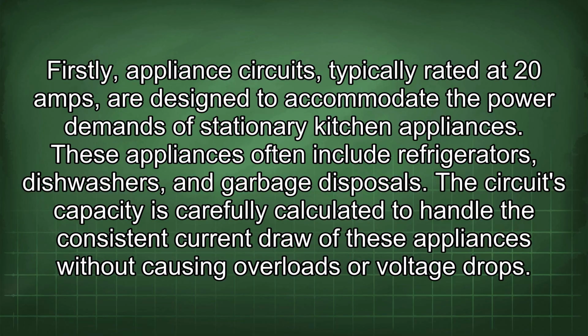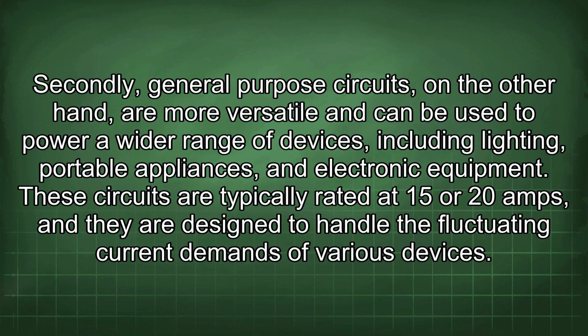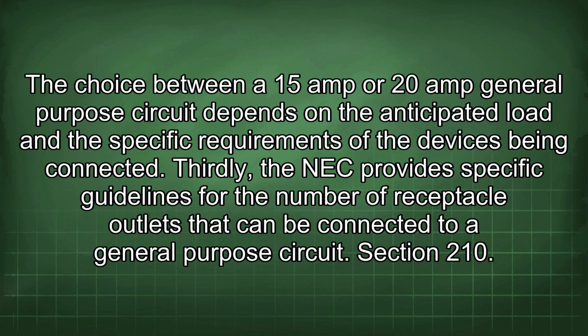The circuit's capacity is carefully calculated to handle the consistent current draw of these appliances without causing overloads or voltage drops. Secondly, general-purpose circuits, on the other hand, are more versatile and can be used to power a wider range of devices, including lighting, portable appliances, and electronic equipment. These circuits are typically rated at 15 or 20 amps, and they are designed to handle the fluctuating current demands of various devices. The choice between a 15 amp or 20 amp general purpose circuit depends on the anticipated load and the specific requirements of the devices being connected.